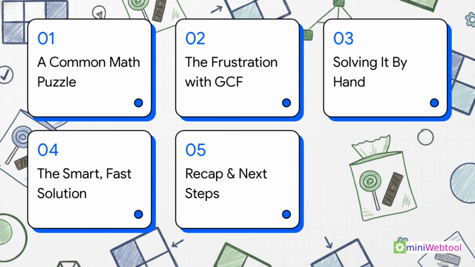All right, so here's what's on deck. First, we'll see how the GCF is hiding in some everyday problems. Then we'll get real about why finding it can be so frustrating. We'll do a quick review of the old school methods, and then I'll show you the modern solution that makes it all a breeze. Finally, we'll wrap it all up.